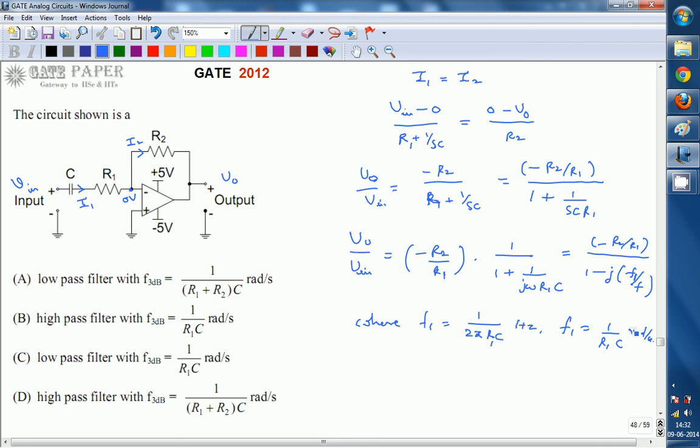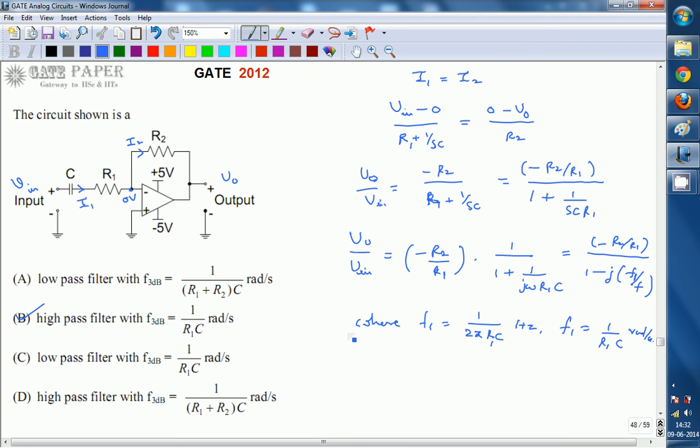So the right answer is nothing but here. The right answer is that the circuit is going to be a high pass filter with 3 dB frequency as 1 by R1 into C. That is nothing but answer B for this one. But we will ensure whether it is acting as a high pass filter or not.